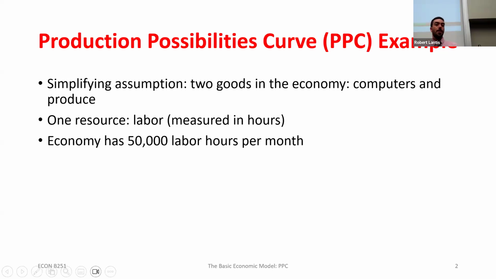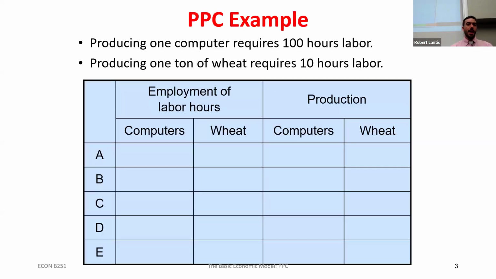If I've got 50,000 labor hours a month, I can think about whether I want to take half of those and put them towards computer production, half towards agriculture or wheat production, or some other combination. Maybe I want to put all of it towards computer production. If I know, based on the skill level of my population, that it takes 100 labor hours to get one computer, computers take a lot more labor hours to produce. For wheat, I only need 10 labor hours to produce a ton.